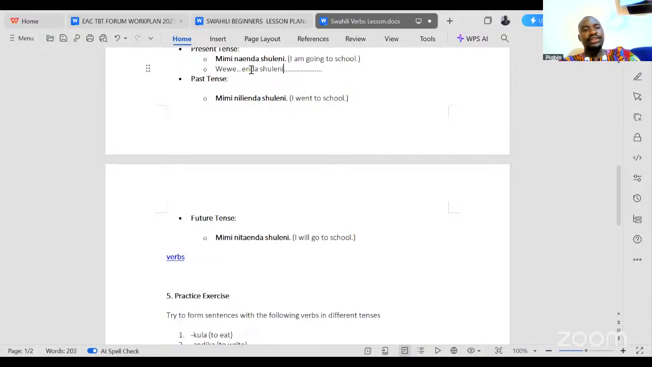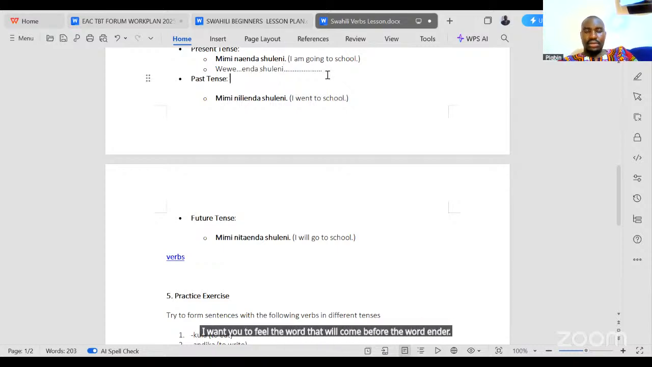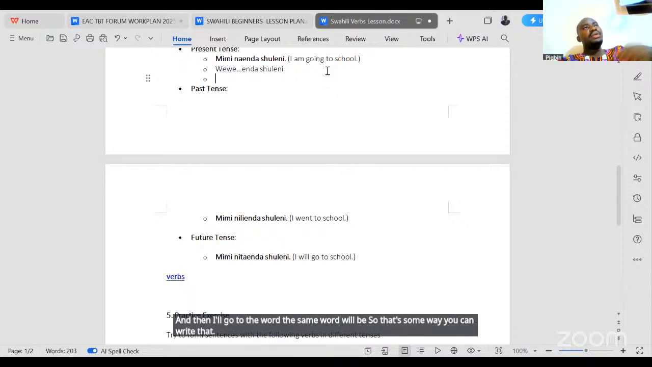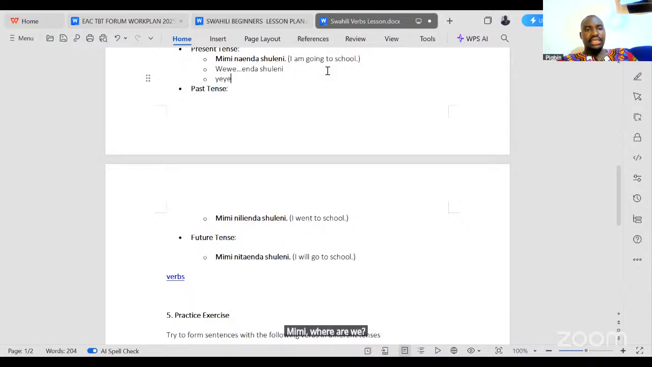I want you to fit the word that will come before the word "enda." And then the same will apply to the others: mimi, wewe, yeye. So "yeye dash enda shuleni." I want you to fill that. What will be before the word "enda"? I think I've explained it up there.